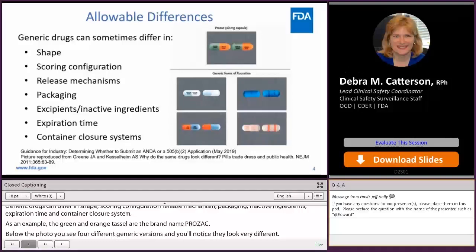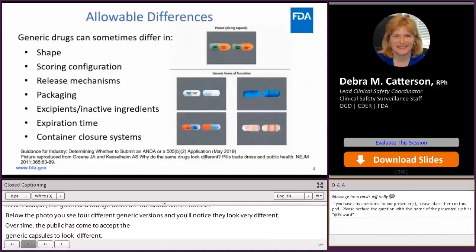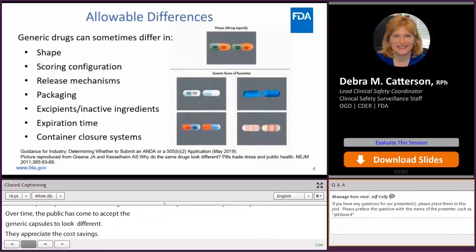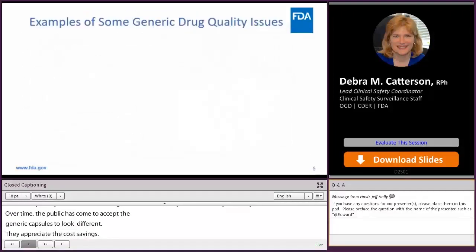But sometimes these allowable differences can cause problems, and they may result in complaints from the public about the quality of the generic product. And here are some examples of the type of generic drug quality complaints that we've received from patients.